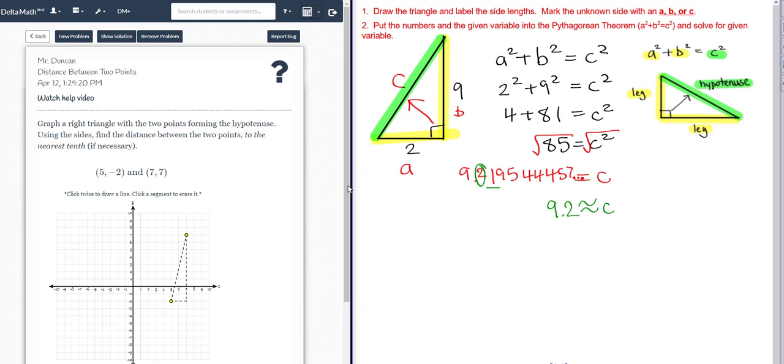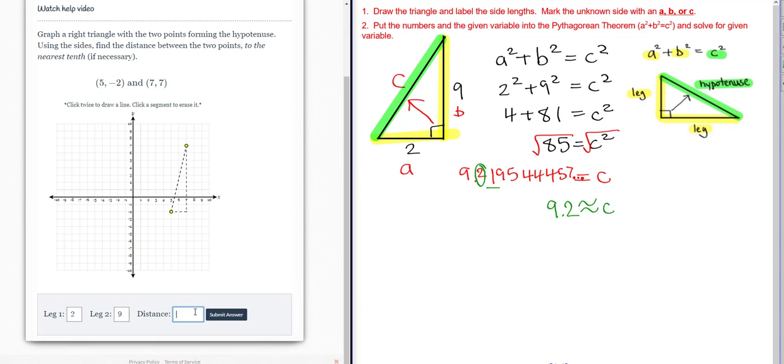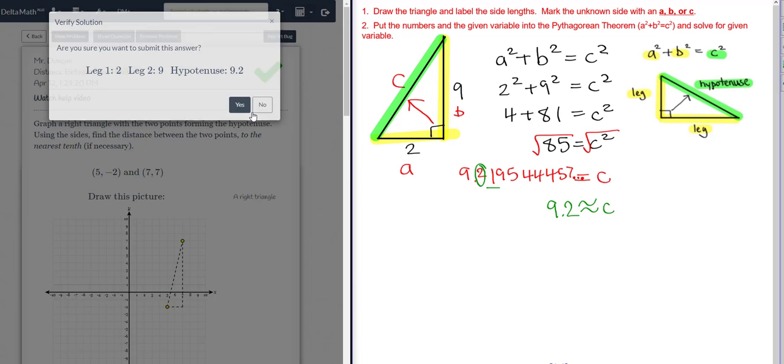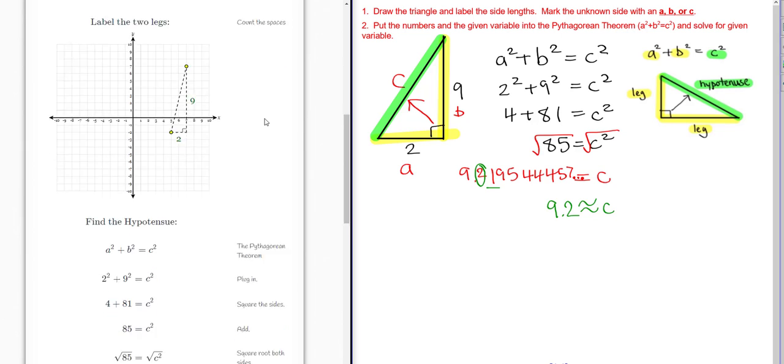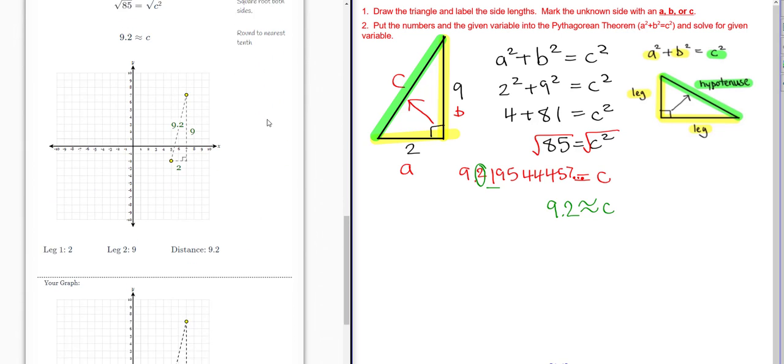Let's punch that into Delta Math. I think I might have forgot that on the last one. 9.2. Green check mark is good. Red X is an opportunity to learn. But let's see how we did. Yeah, we got it right. So there you have it. So hopefully you found that helpful.